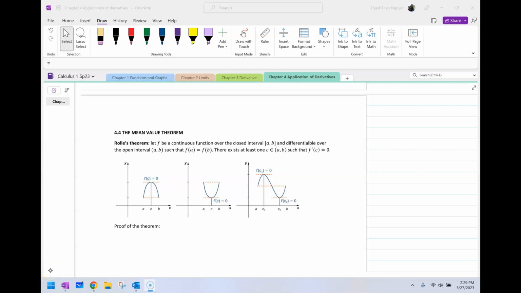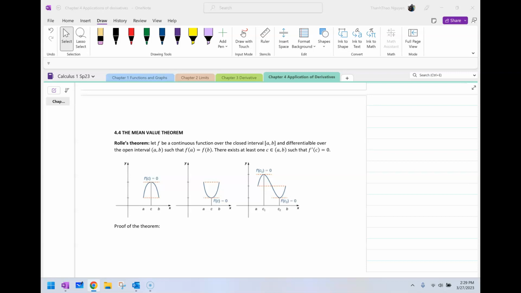The mean value theorem. Before we talk about the mean value theorem, we want to understand what that means. Let's talk about Rolle's theorem. Rolle's theorem: let f be a continuous function over the closed interval [a,b], and differentiable over the open interval (a,b), such that f(a) equals f(b). Rolle's theorem claims that there exists at least one c in the open interval (a,b) such that f prime of c is equal to 0.